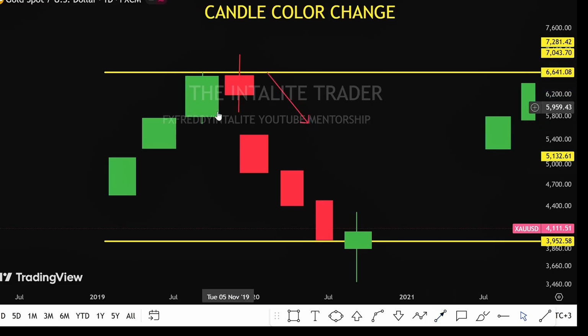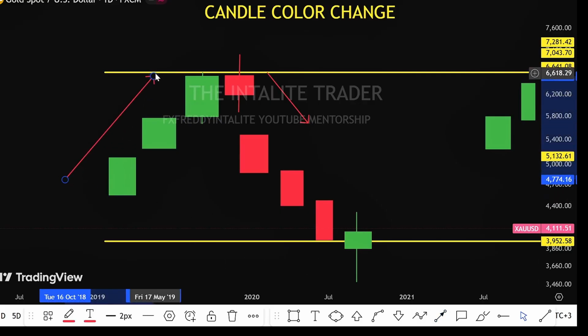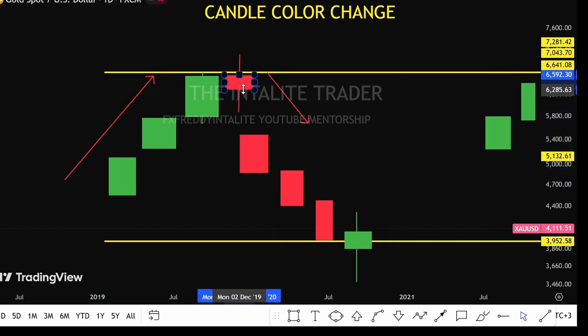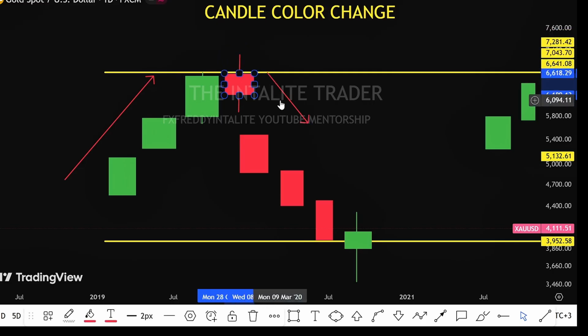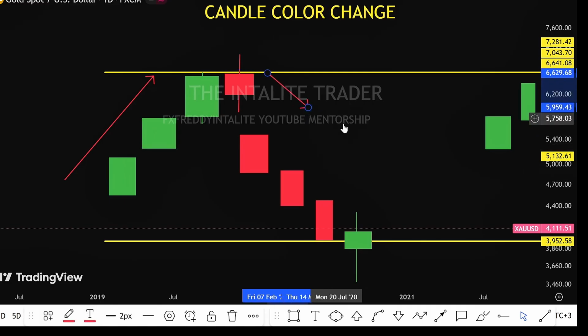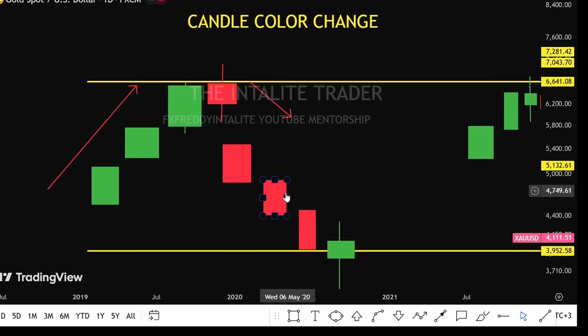I repeat, you have price pushing higher and higher and higher, and then all of a sudden you get a candle color change. It shows momentum loss from these buyers since they fail to push and close price as a higher high. Instead, it gave you a candle color change. So these buyers are no longer in control of this trend, and it is an early signal of a possible trend reversal. The same thing applies to this.